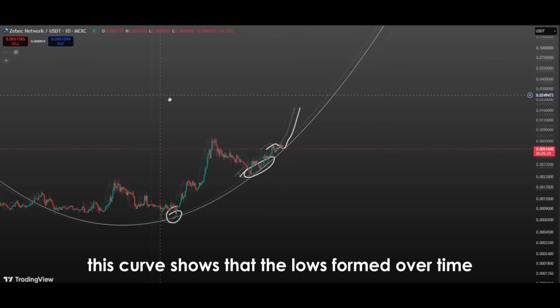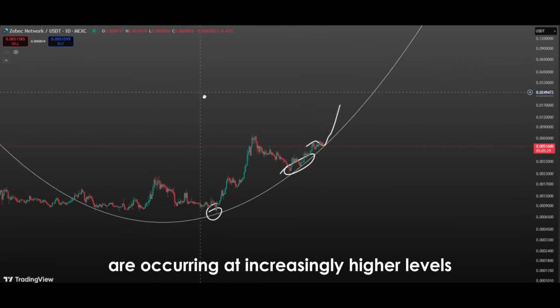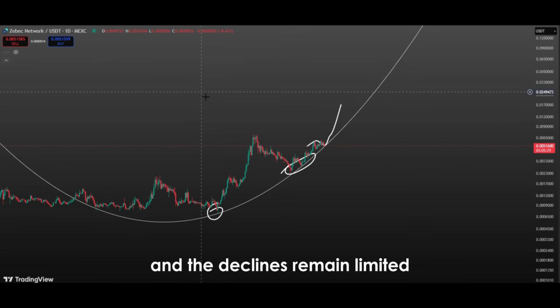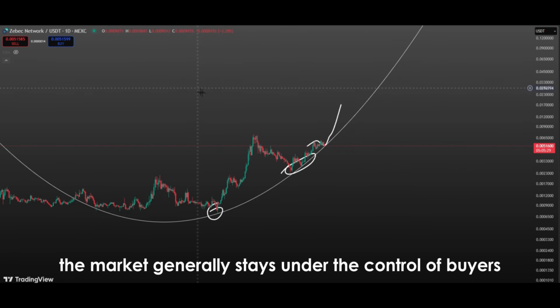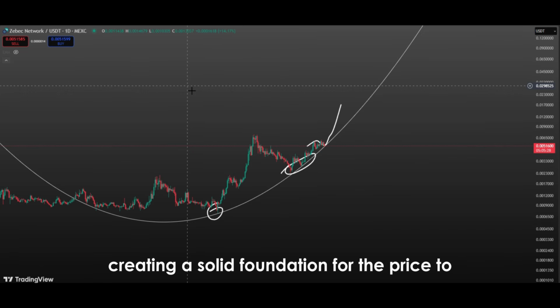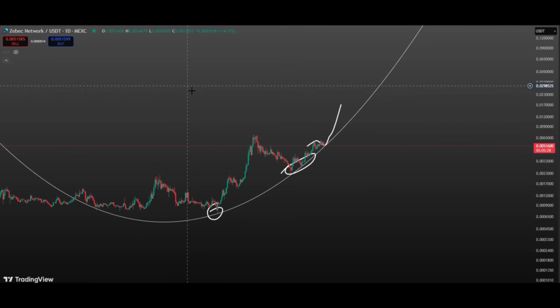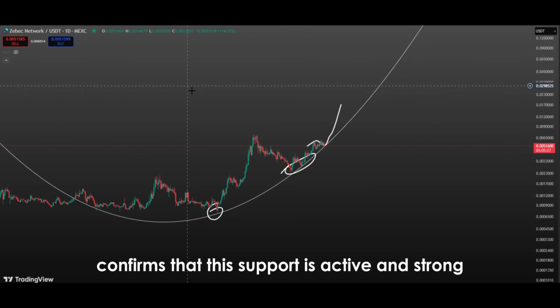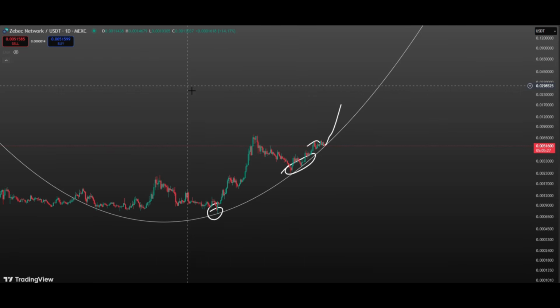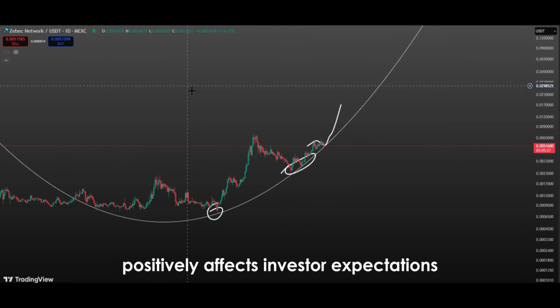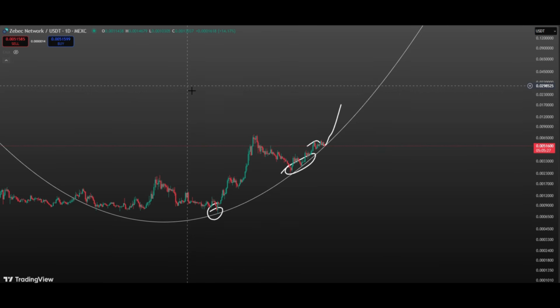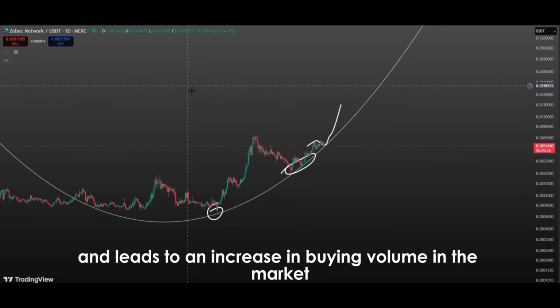This curve shows that the lows formed over time are occurring at increasingly higher levels and the declines remain limited. Thus, the market generally stays under the control of buyers, creating a solid foundation for the price to continue rising in the long term. The fact that the price is currently touching this upward curve technically confirms that this support is active and strong. A price reaction from the support area positively affects investor expectations and leads to an increase in buying volume in the market.